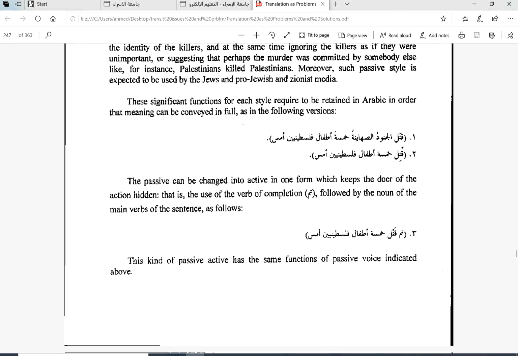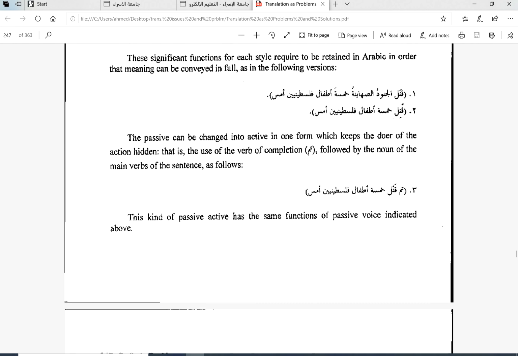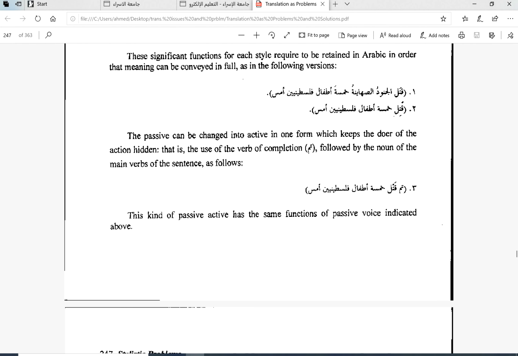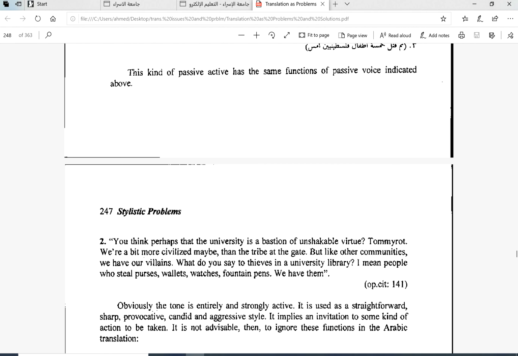The passive can be changed into active in one form which keeps the doer of the action hidden. That is the use of the verb of completion, تم, followed by the noun of the main verb of the sentence, as follows: تم قتل 5 أطفال فلسطينيين أمس. This kind of passive-active has the same function of the passive voice indicated above.